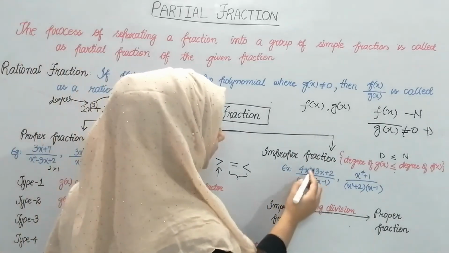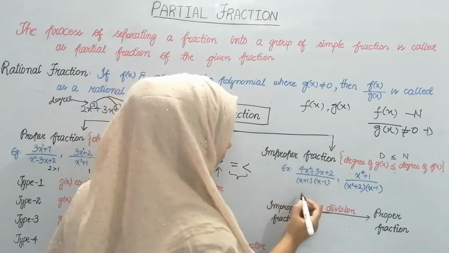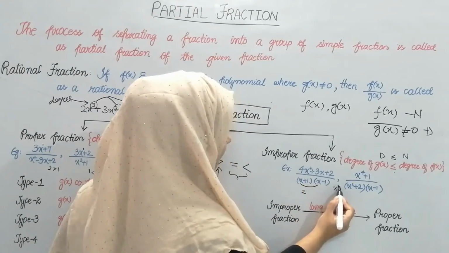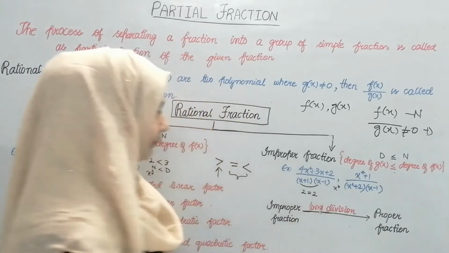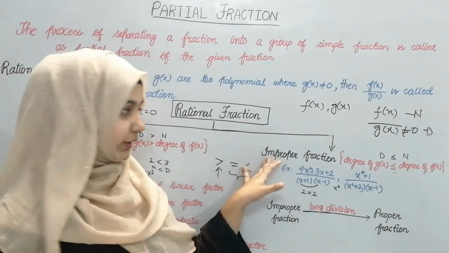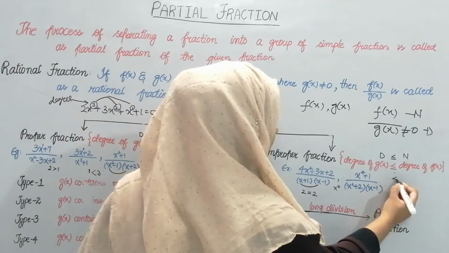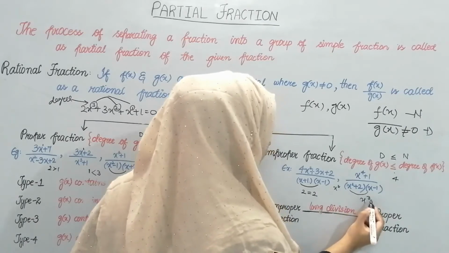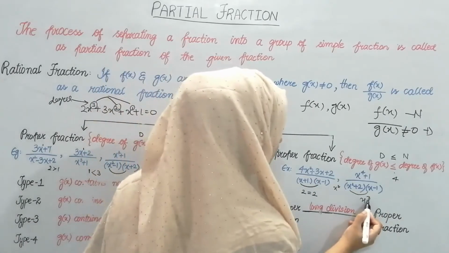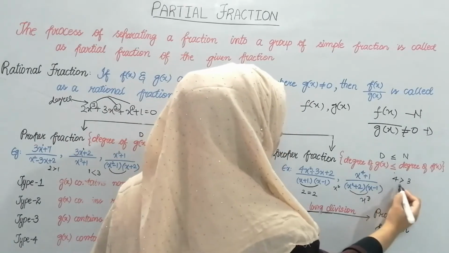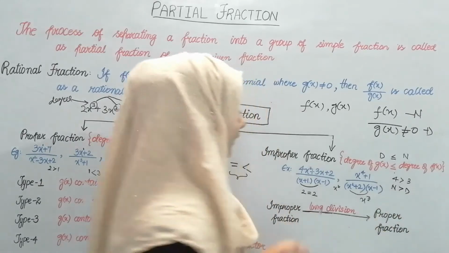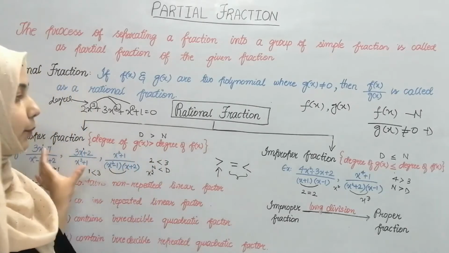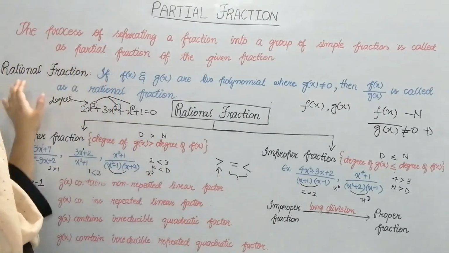See here, the degree of the numerator, the highest degree, is 2. In the denominator, if you multiply x into x, it will be x square, so the degree is 2. So 2 is equal to 2, so this falls under improper fraction. Now next, the degree of the numerator here is 4. In the denominator, x square into x will be multiplied, so it will be x power 3. So the highest degree here is 3. So 4 is greater than 3, that means the numerator is greater than the denominator. Such a question falls under improper fraction. Now, if I am having a proper fraction, how am I going to reduce it into partial fractions?